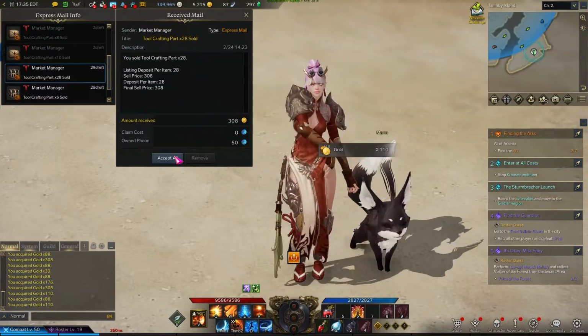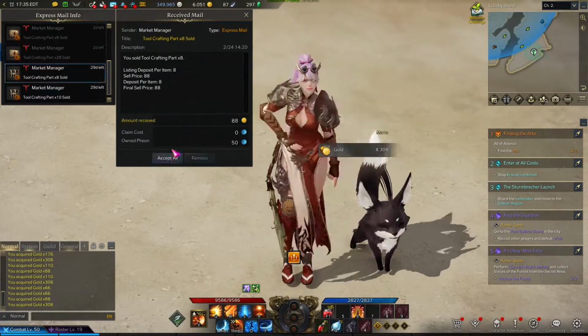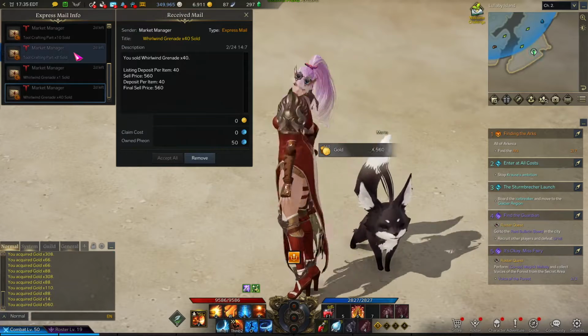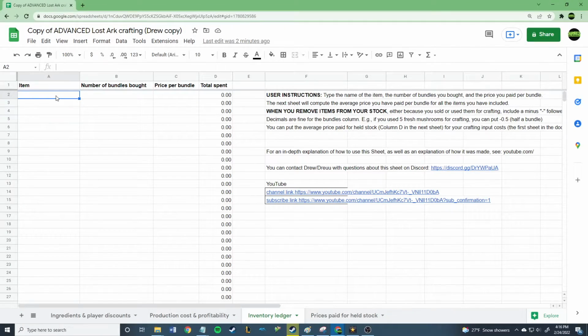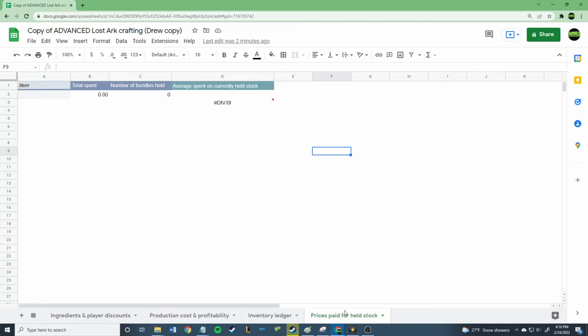It works through what's called a pivot table in Google Sheets, and I'm proud to say it's very simple to use. You can access this through the link in the description. Anytime you buy an asset, simply record the name of the asset, the number of bundles you bought, and the price you paid per bundle. The next sheet over compiles all the data you enter based on the names of items you provided.